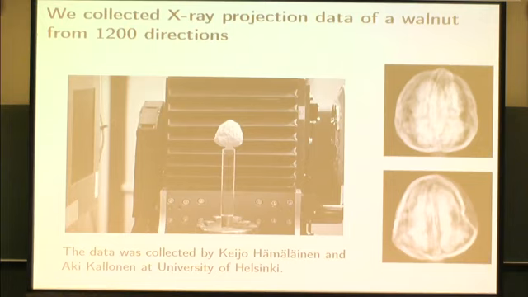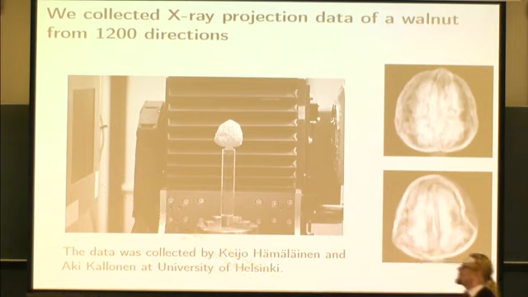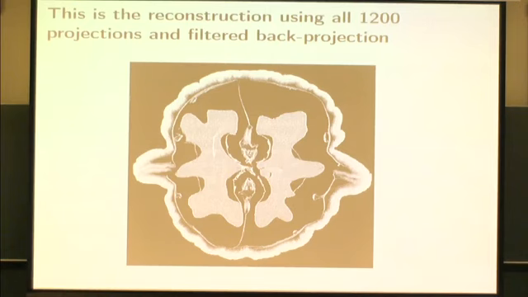So my student Kati Niinimäki wrote a quadratic programming code for this case. We wanted to try it out with real data. This is the laboratory of Professor Keijo Hämäläinen in my university. Aki Kallonen is his PhD student. Here is a rotating platform. Everything is computer controlled. Here is an X-ray source. Here is a flat panel Hamamatsu detector. We took pictures that look like this. It's a walnut.